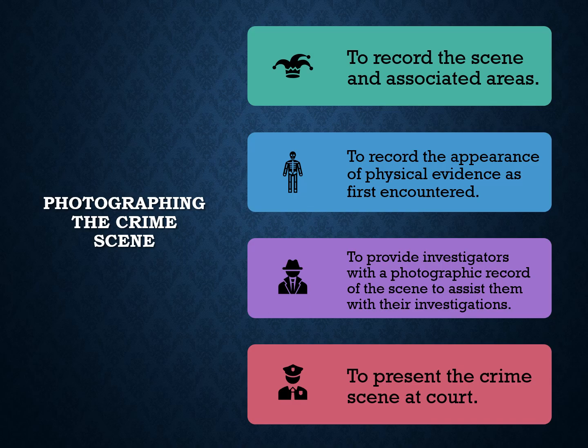It also provides investigators with a photographic record of the scene to assist them with their investigations, because not all items can be recalled accurately by an investigator, so a photograph would serve as an aid for them to remember something that is found on the crime scene and to present the crime scene in court. There are certain pieces of evidence that cannot be brought to court. By means of photographing them, it is one way of showing what that particular item or object is in the court.